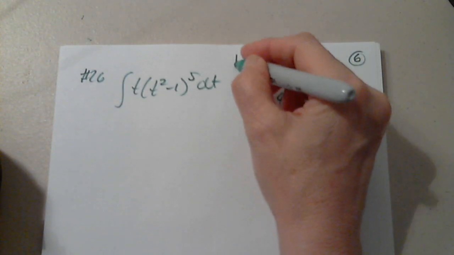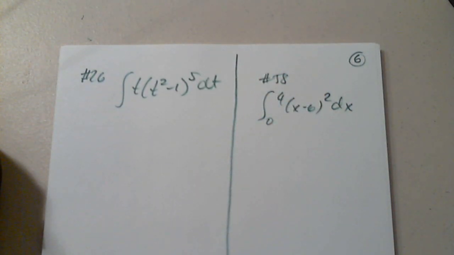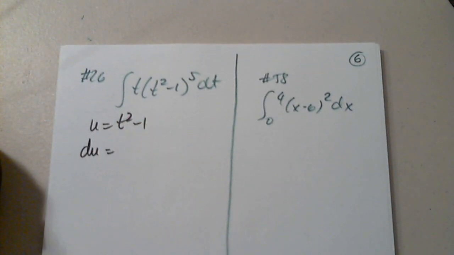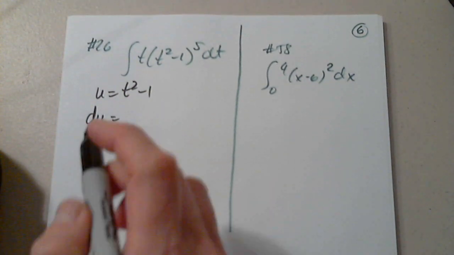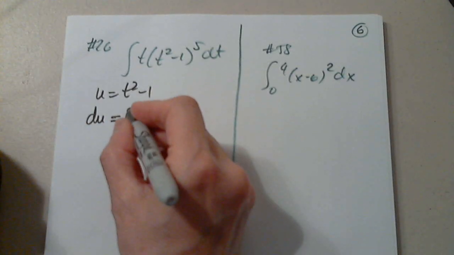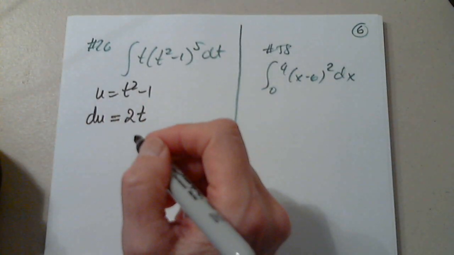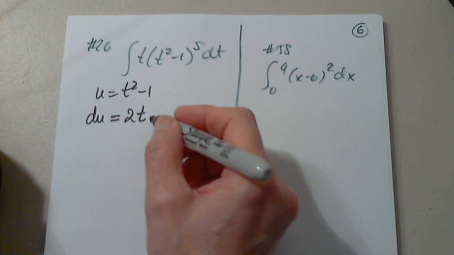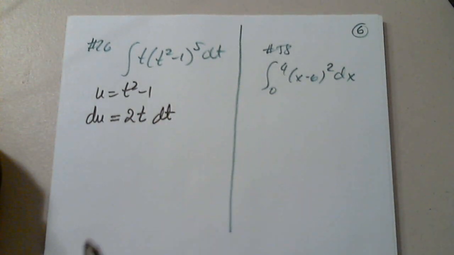So let's start with the indefinite. Can anyone give us an idea on what you would use as a substitution? Any suggestion? t squared minus 1 would be u. Yes, perfect. Now we need du. Awesome. 2t. Thank you, very good. Awesome.